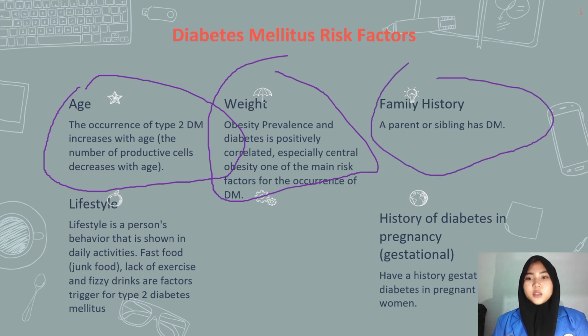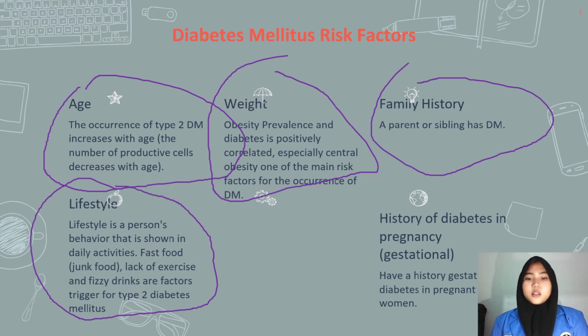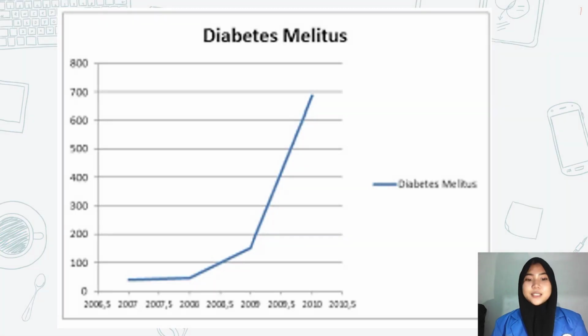Family history. A parent or sibling has diabetes mellitus. Lifestyle. Lifestyle is a person's behavior shown in daily activities. Fast food or junk food, lack of exercise, and fizzy drinks are trigger factors for type 2 diabetes mellitus. This is all about diabetes mellitus.